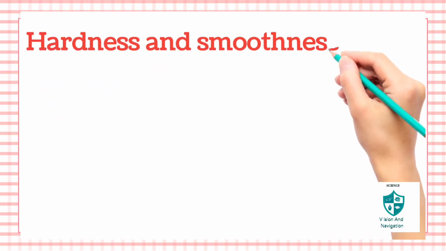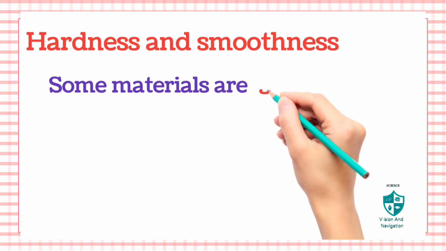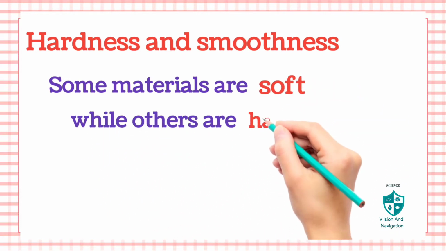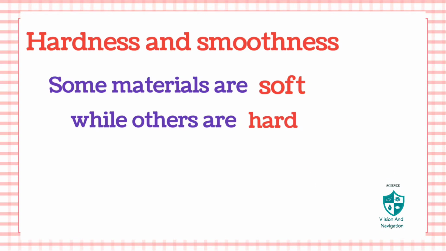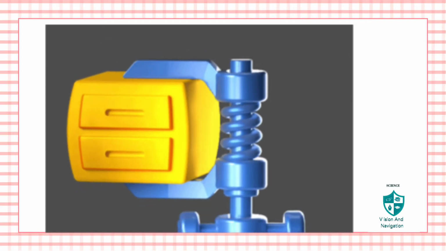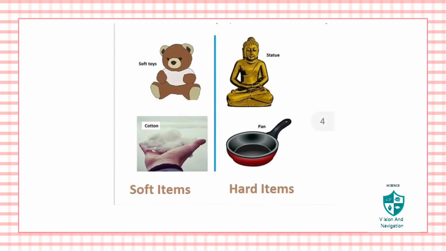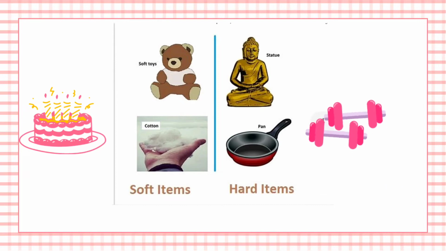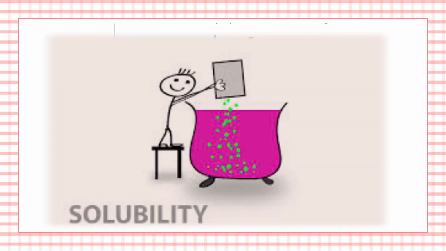Hardness or smoothness. Materials also feel different. We can feel them. Some of them are soft while the others are hard. Materials which can be compressed or scratched easily are referred to as soft. Example: sponge, cotton, soft toys, etc. And materials which are difficult to compress, cut or break are referred to as hard, like iron and copper, some stone.